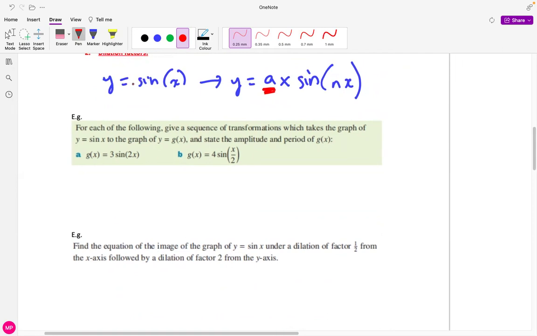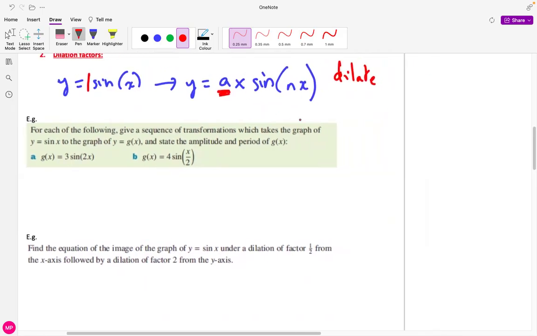So you can see it's 1 at the moment, so the range here is -1 to 1. When you times by a, the range changes from -3 to 3. So this is affecting the y value. And because it's affecting the y value, it is dilated by a from the x-axis. So dilated by a factor of a from the x-axis.